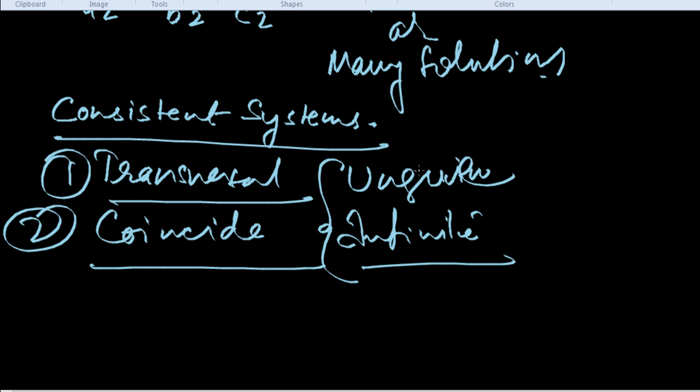In the next session we will study different things regarding the methodology to solve two variable linear equations, one variable linear equations, and three variable linear equations. There are different methods to solve the two variable linear equations and the three variable linear equations.